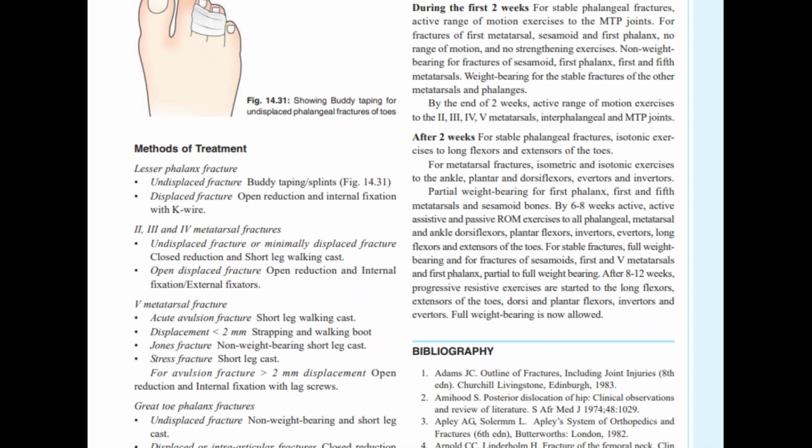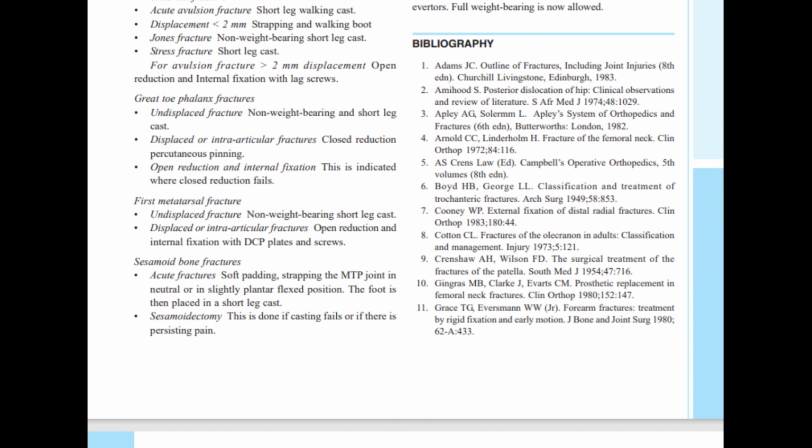Fifth metatarsal fracture. Acute avulsion fracture: short leg walking cast; displacement less than 2 mm, strapping and walking boot. Jones fracture: non-weight bearing short leg cast. Stress fracture: short leg cast. For avulsion fracture with more than 2 mm displacement, open reduction and internal fixation with lag screws.